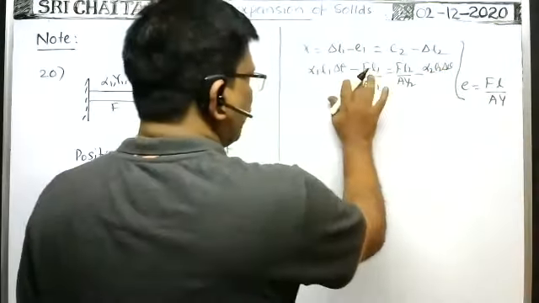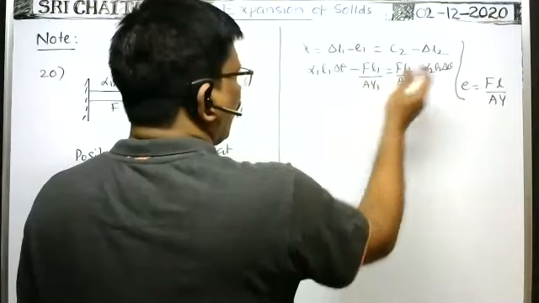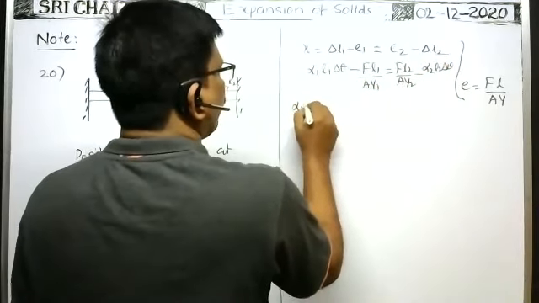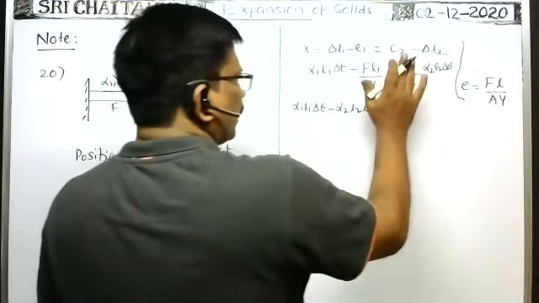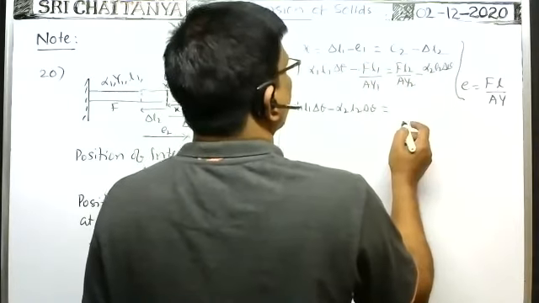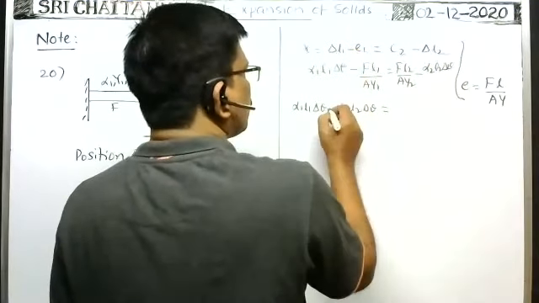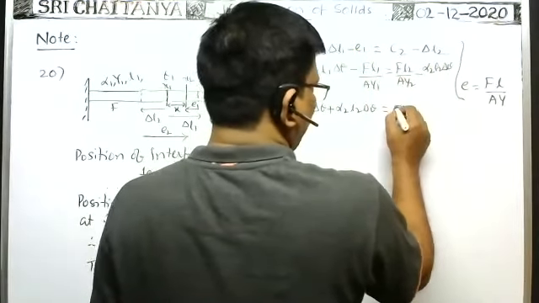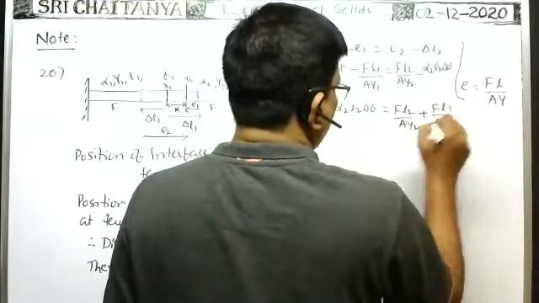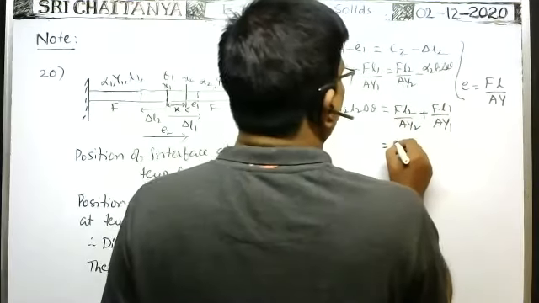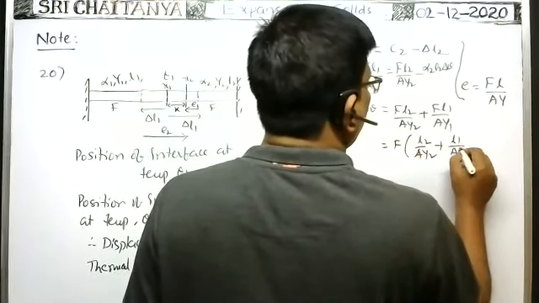We have to find the F value. You bring this F to the right, or you bring this one to the left. Then alpha 1 L1 delta theta plus alpha 2 L2 delta theta is equal to, when you bring this to the left, it becomes plus. Now we bring this to the right. Then F L2 by A Y2 plus F L1 by A Y1. Now you take F common here. When you take F common, L2 by A Y2 plus L1 by A Y1.